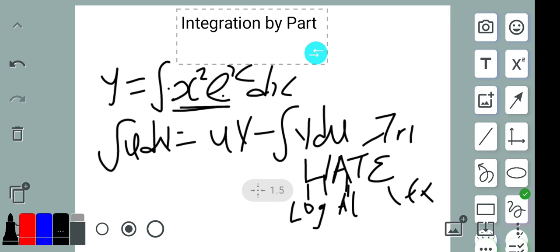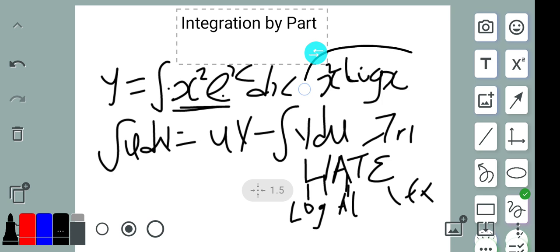Let's say we have a sine here, sine x, which is trigonometry. Still, x square, which is algebra, comes before trigonometry, which is your sine x. Therefore, your u will be x square. Now let's say we have log x and we have x square.